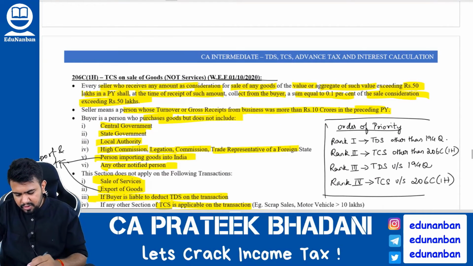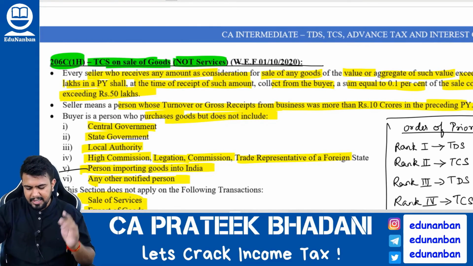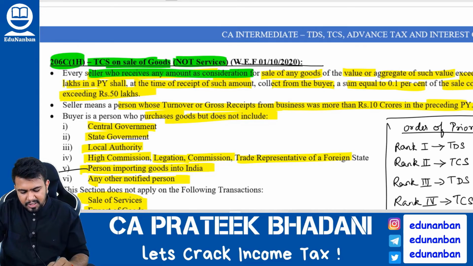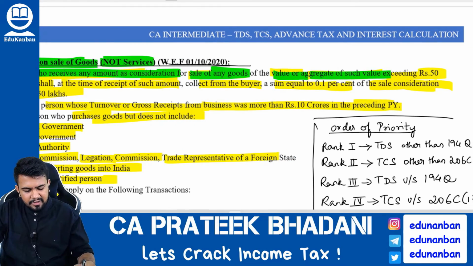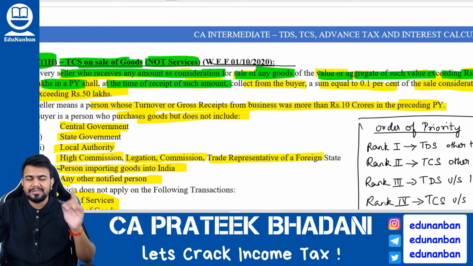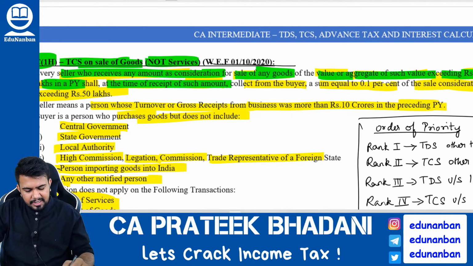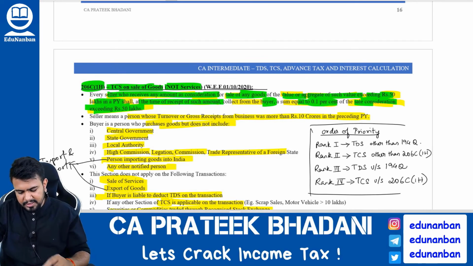Next, section 206C(1H), TCS on sale of goods and not services. So in case of sale of goods, every seller who receives an amount as consideration on sale of goods of value or aggregate of value exceeding 50 lakh rupees during the previous year, at the time of receipt, that means on receipt basis, should collect from the buyer a sum of 0.1% of the sale consideration exceeding 50 lakh rupees. So what did I tell?